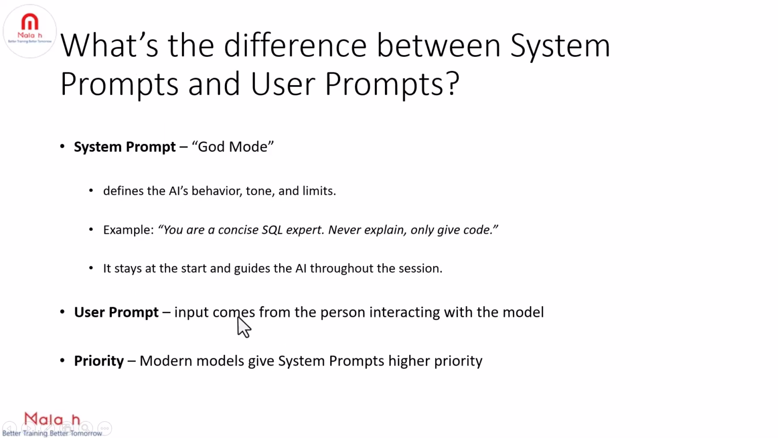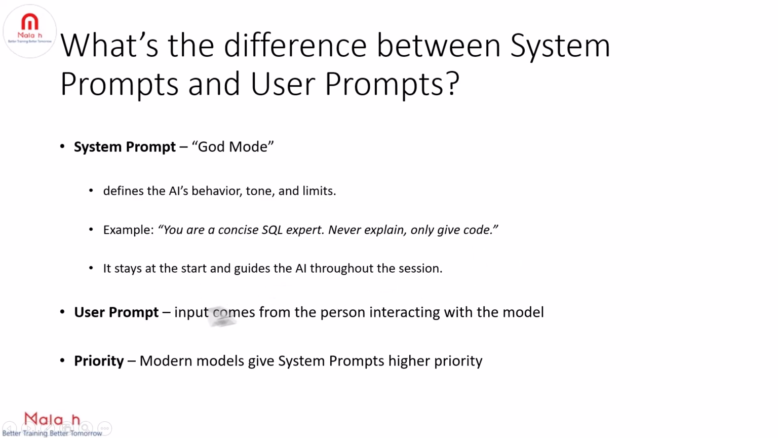Now, let's understand what's the difference between system prompts and user prompts. If I have to say in simple terms, one sets the rules and the other one asks the questions. Think of system prompts as God mode. It defines the AI's behavior, tone, and limits. For example, consider this system prompt: You are a concise SQL expert. Never explain, only give code. So it stays at the start and guides the AI throughout the session.